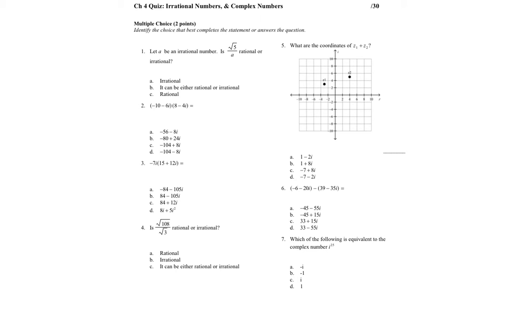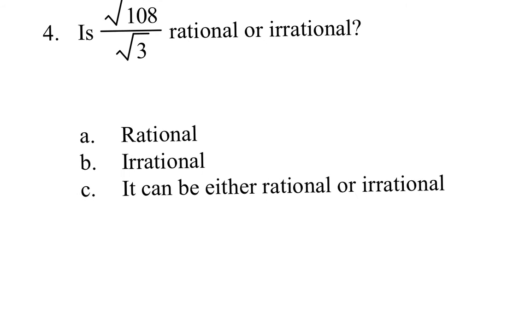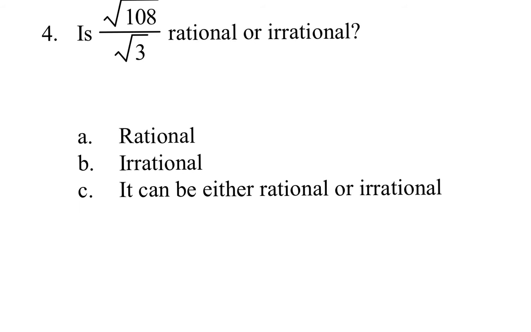All right, here are some select problems from the Chapter 4 quiz in Integrated Math 2 in 2021. First one I'm going to do is number 4. On this one, it's asking if this is rational or irrational. What we have on top is an irrational number, and it's divided by an irrational number. And we have a rule for that.